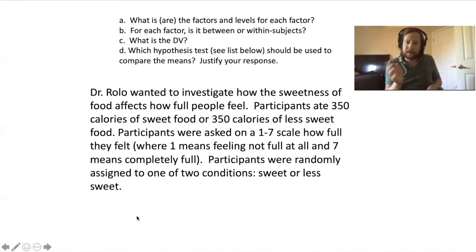People are randomly assigned to one of those 2 conditions. The factor is amount of sweetness. Is that factor between subjects or within subjects? Between. Thank you. It is a between subjects factor. Can you tell me how you knew that? They were assigned to 1 of 2. They weren't assigned to both of them. Good. Participants were randomly assigned to 1 of 2 conditions. It says it right there. Therefore, we know it's a between subjects factor.